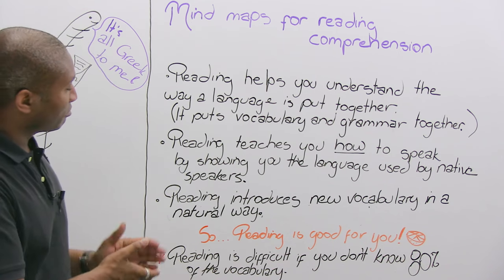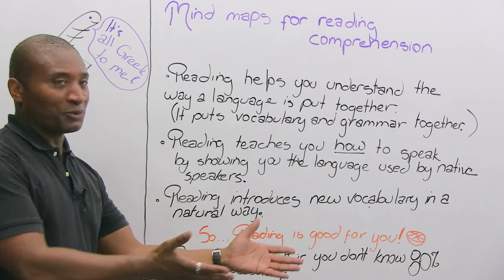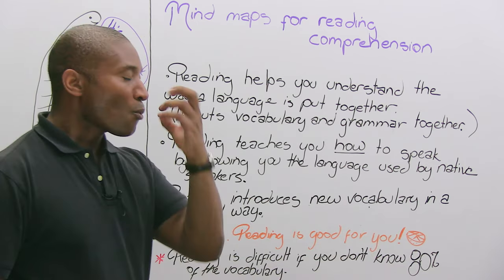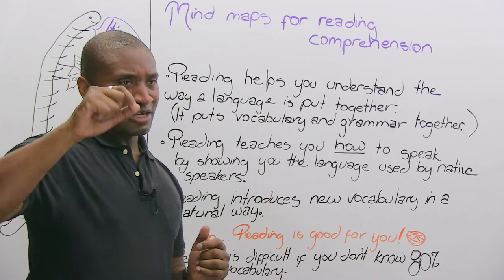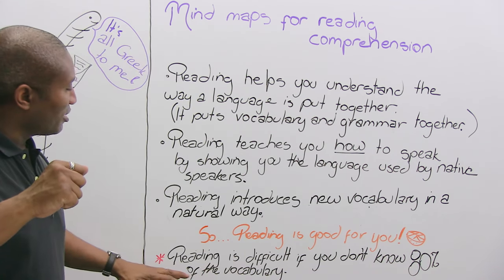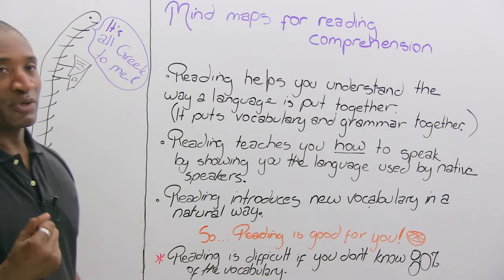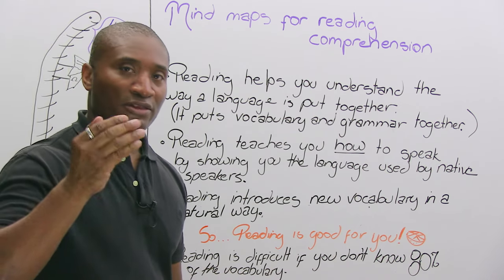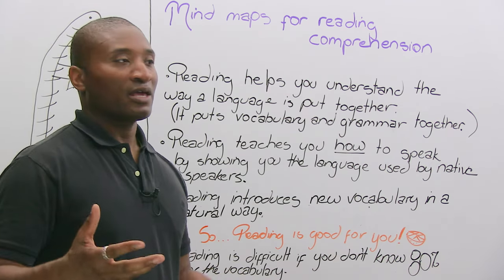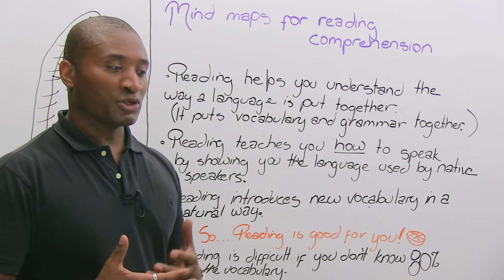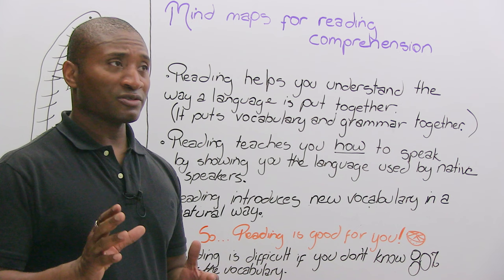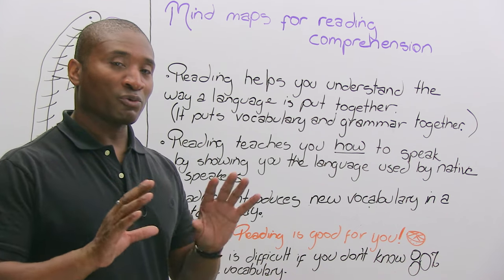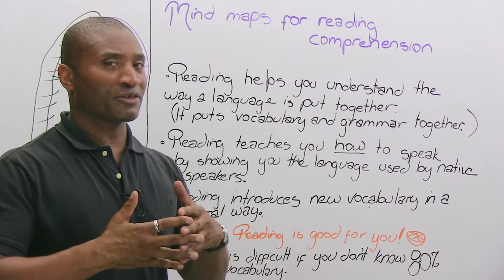Okay? So in the end of it, I say, reading is good for you, like an orange. You know, you have orange juice, delicious. It's good for you, right? But there is a key that you have to remember, and that is, reading is difficult if you don't know 80% of the vocabulary. And this is where the mind map comes in. If you don't know 80% of the vocabulary, you won't understand most of what is on the paper. But the funny thing is, if you see a picture, even if you don't know all the words, you can understand how that picture goes together, right?